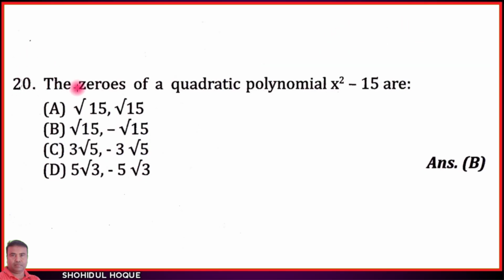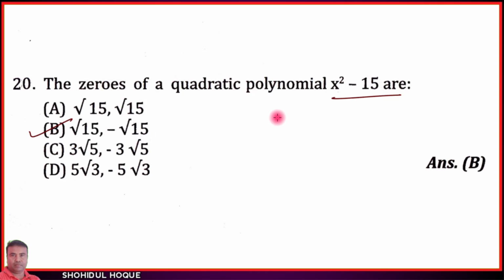Next, question number 20. The zeros of a quadratic polynomial x square minus 15 are: Option A, under root 15 and under root 15, both positive. Option B, under root 15 and minus under root 15. Option C, 3 under root 5 and minus 3 under root 5. Option D, 5 under root 3 and minus 5 under root 3. Correct option B, positive under root 15 and negative under root 15.